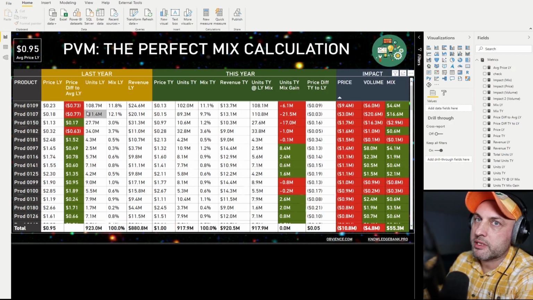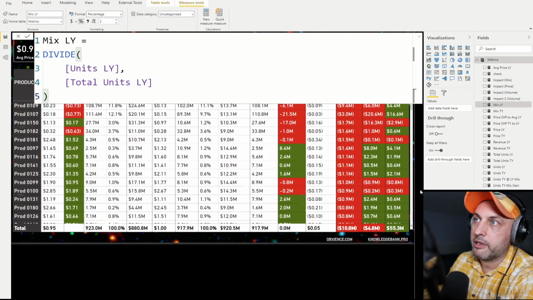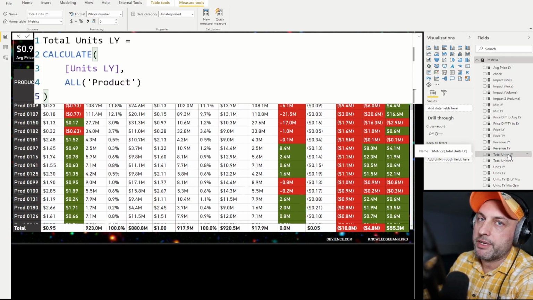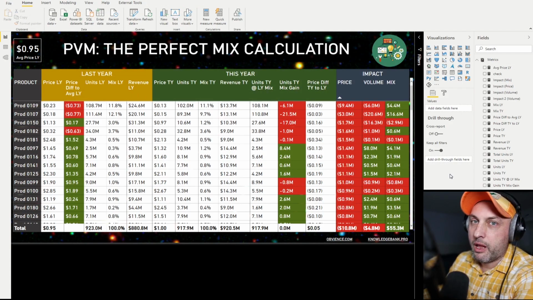So we have our units last year, that should be easy. Revenue last year is easy. Let's take a look at mix last year. So the way we calculate mix, we just divide our units last year by total units last year, and total units last year is a very similar calculation to what you saw before. Calculate units last year for all products. So then we calculate all of them, similar measures, but for this year.